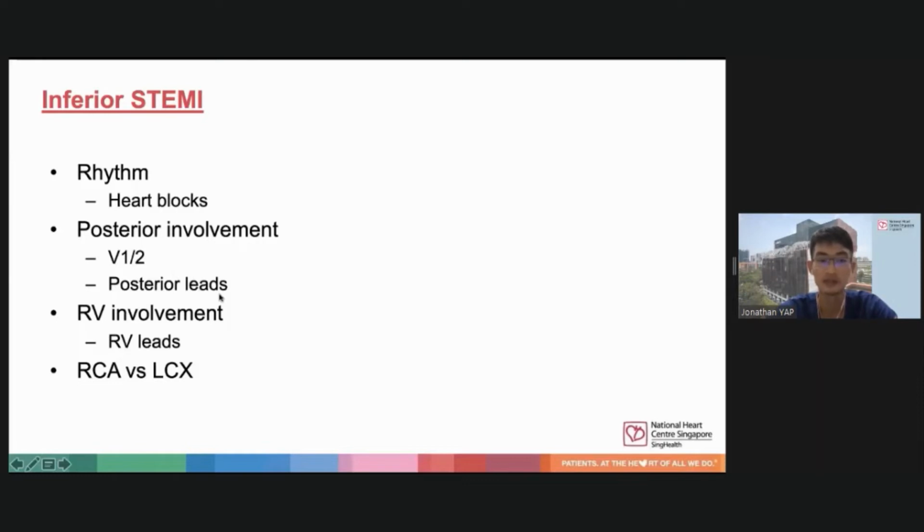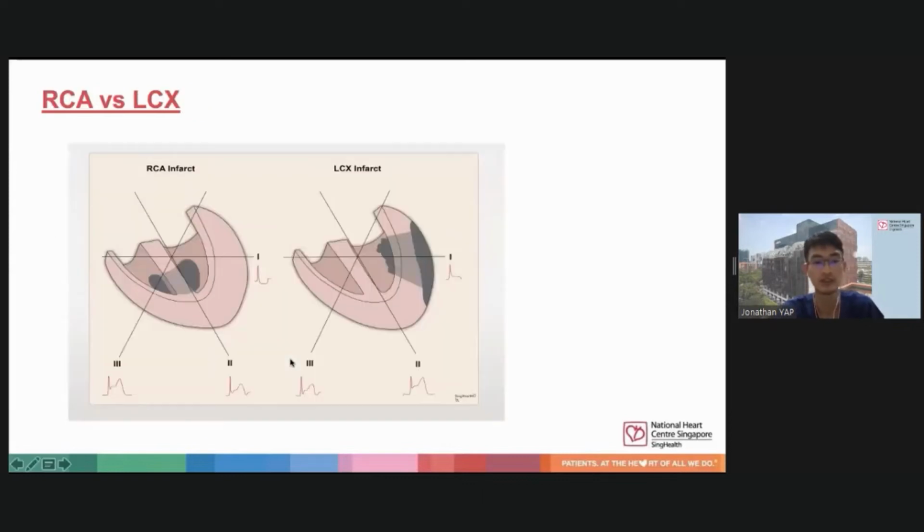Next up, besides posterior involvement, we have to ask ourselves, is there RV involvement? And that's when we do the right-sided leads. And very lastly, more for interest, for those who have a deeper interest in ECGs, we can ask ourselves, is this inferior ST elevation caused by a right coronary artery occlusion or a left circumflex occlusion? And how do we tell the difference between an RCA or left circumflex lesion?